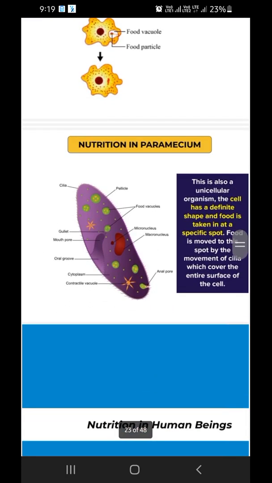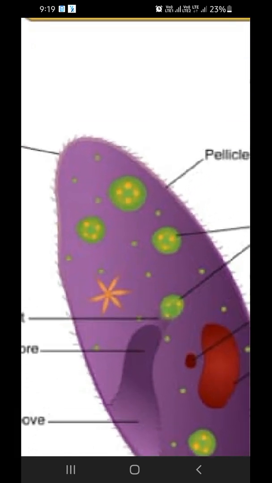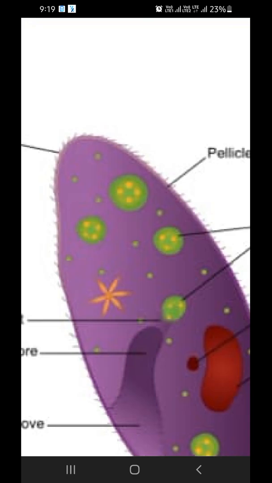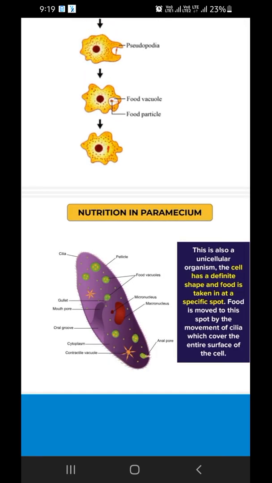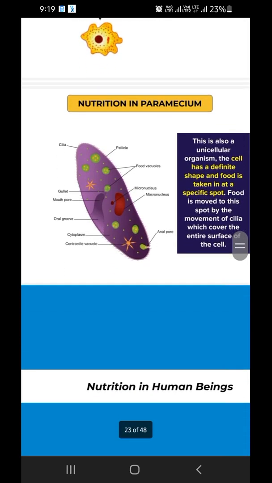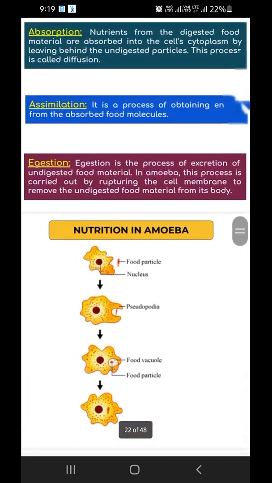Now we will learn about nutrition in paramecium. Paramecium has some finger-like structures, you can see this in the figures. These little hair-like structures are known as cilia. This is also a unicellular organism only. The cell has a definite shape and food is taken in at a specific spot only. Food is moved to this spot by the movement of cilia, which cover the entire surface of the cell, and the rest is followed the same as in amoeba.